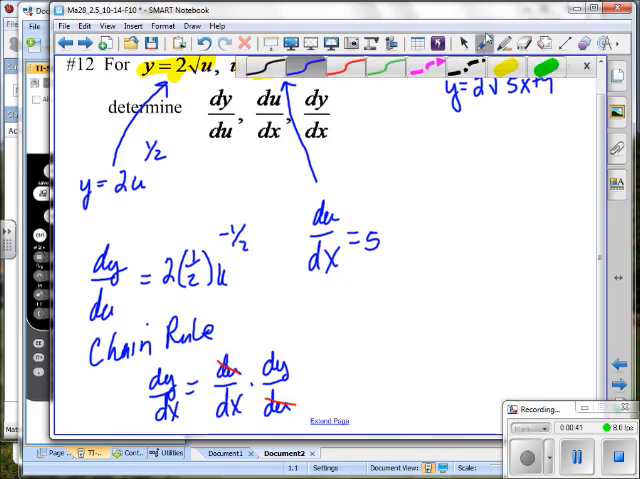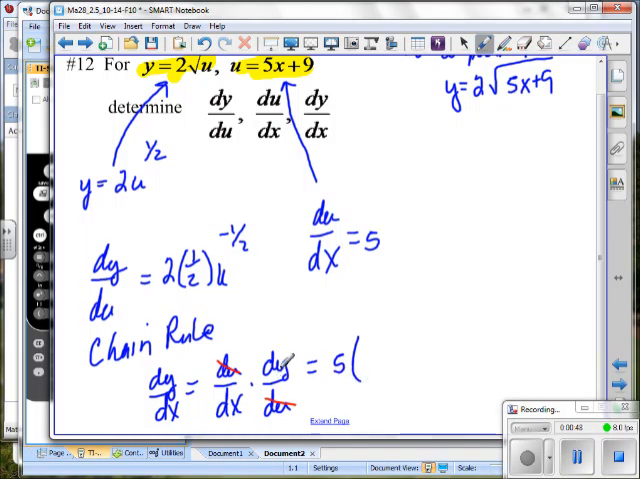So let's see. du dx is 5. dy du is, that's actually going to be 1, isn't it? 2 times 1/2. So it'd be u to the negative 1/2. But again, can't stop there. Why not? Yeah, x is my input, and I don't have it here. Okay, so I'd have 5 times, what was u?